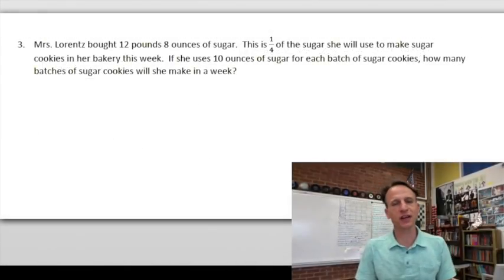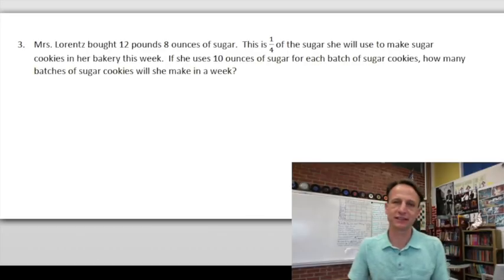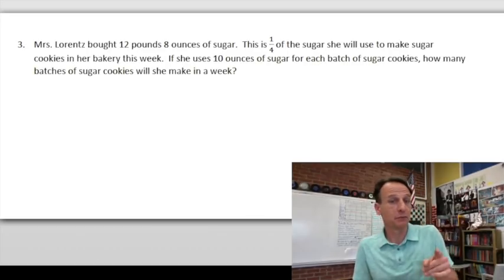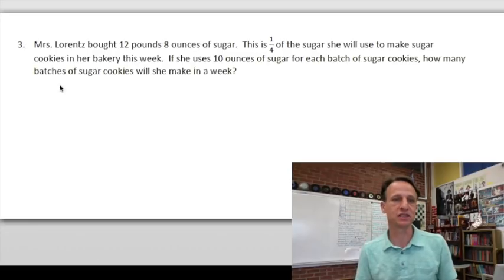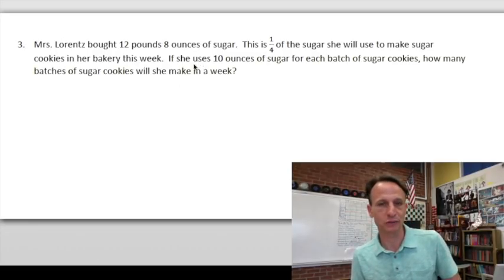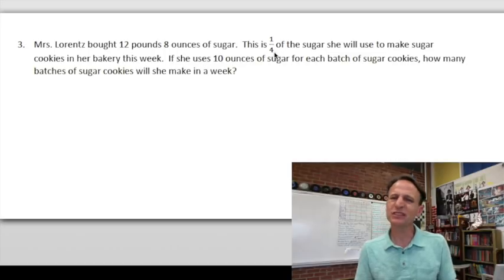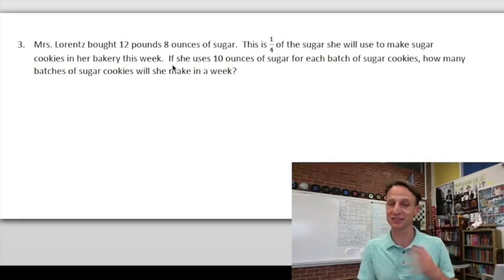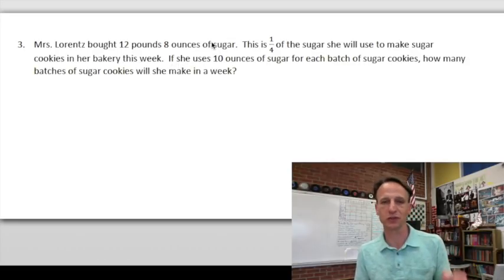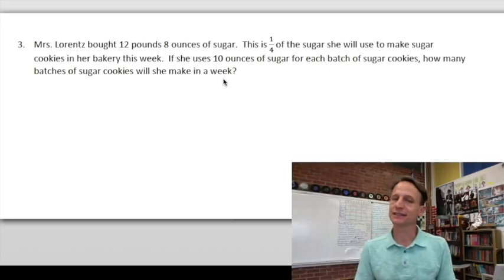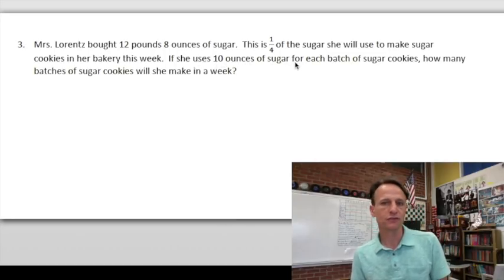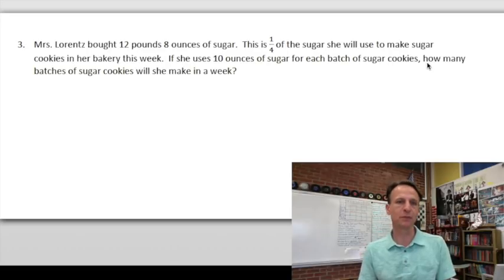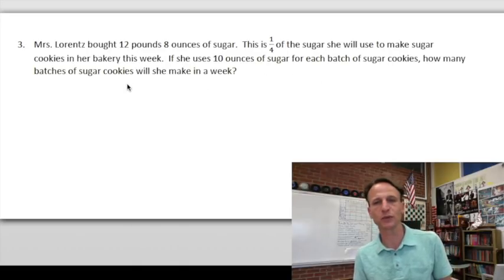Well, while those girls are out running a marathon and Mr. Foot is having a grilling good time on his deck, Mrs. Lawrence is baking. And she bought 12 pounds, 8 ounces of sugar. This is 1/4 of the sugar she will use to make sugar cookies in her bakery this week. I'm glad it's a bakery because 12 pounds, that's a lot of sugar to be using at home. A good thing it's a bakery. So that's only 1/4 of it, in fact. If she uses 10 ounces of sugar for each batch of sugar cookies, how many batches of sugar cookies will she make in a week?